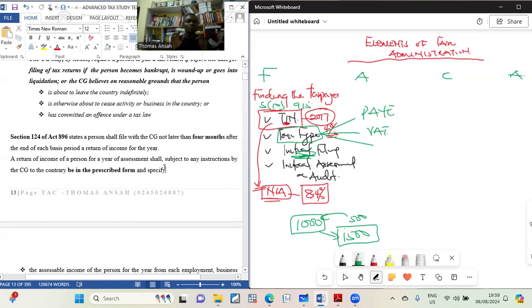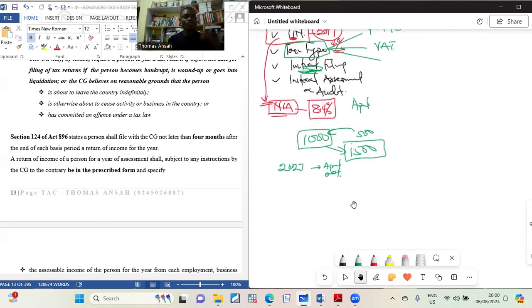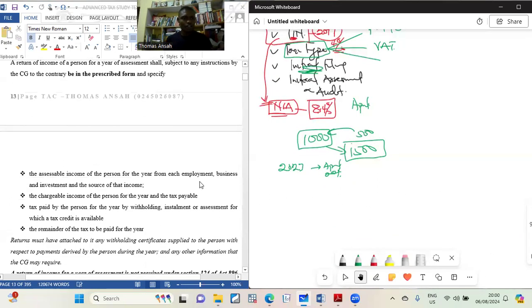Now watch this. So Famous, your question that you asked me, section 124, it says that you should not file later than 4 months. So this one, the deadline for filing your PIT is not later than 4 months, i.e. by April 30th of the ensuing year. So if I'm filing for 2023, by April 2024, I should file my tax. All right, so that is that. So you do it 4 months in the ensuing year. So you file your tax.